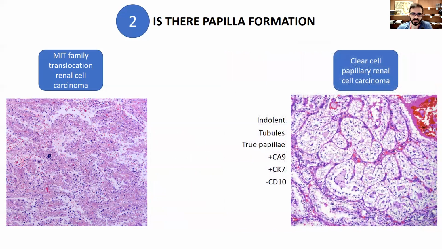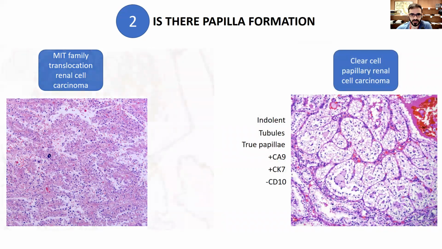Clear cell papillary renal cell carcinoma is an indolent tumor. It is composed of tubules and true papillae. Actually, you see tubules more than papillae. That's why some of the authors, including me, think that the name should be clear cell tubulopapillary renal cell carcinoma.